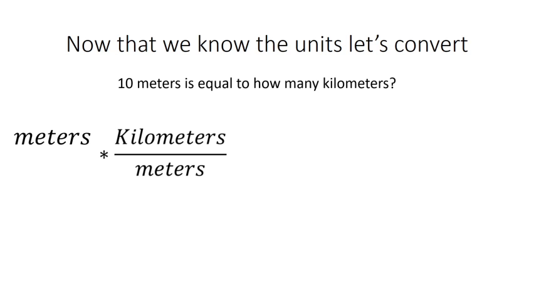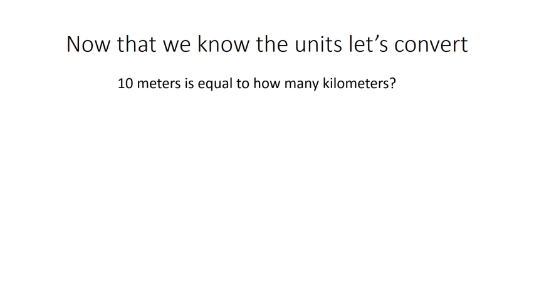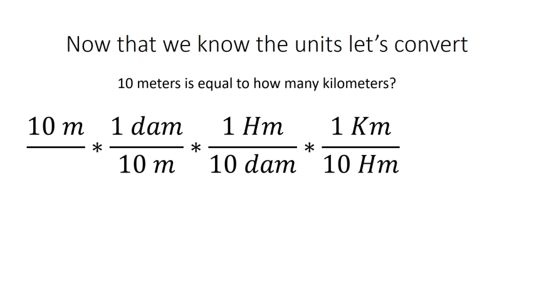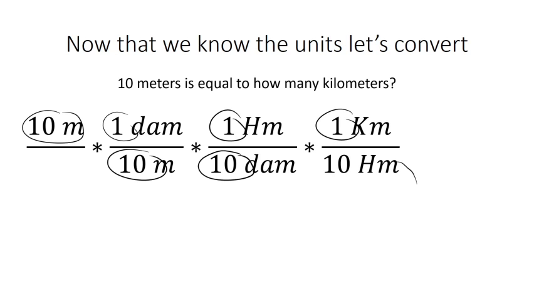Okay, so now that we've looked at how the units cancel out, I'm going to do this with some numbers. Here's the same thing, just with some numbers in there. Because we know we've got 10 meters. There is 1 decameter per 10 meters. There's 1 hectometer for every 10 decameters. There's 1 kilometer for every 10 hectometers.